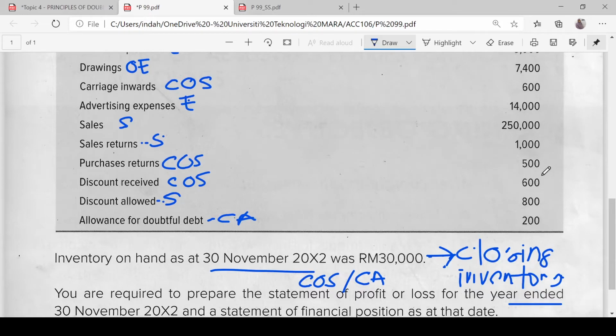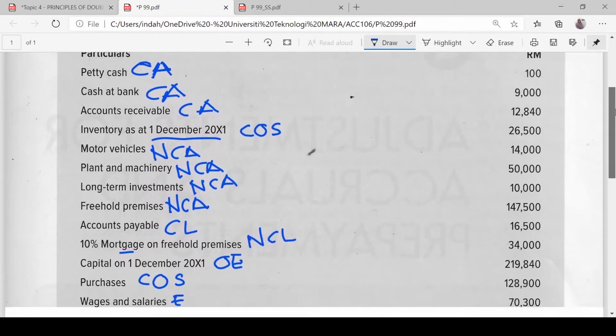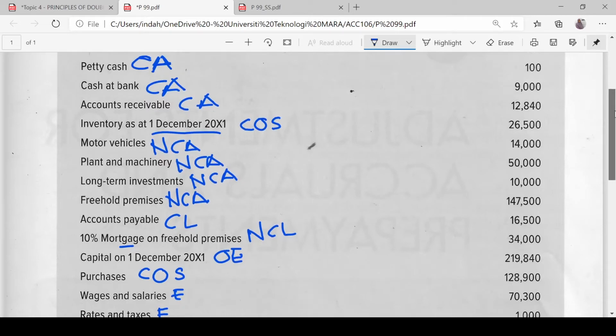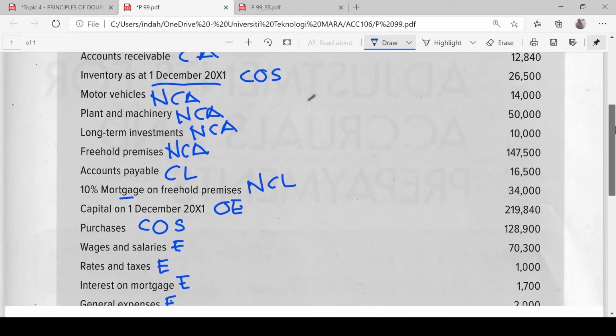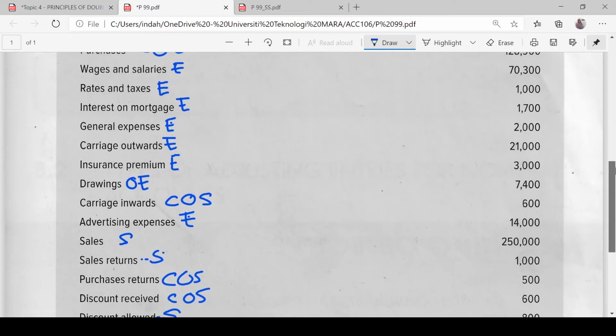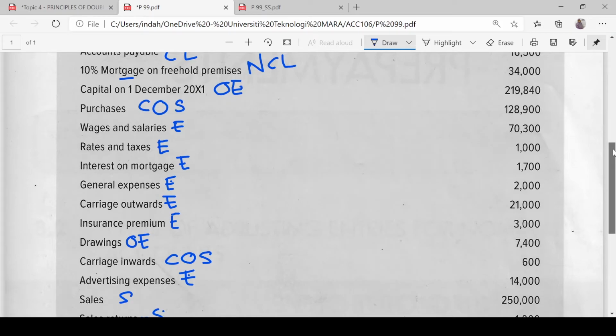All right, so let's start with the statement of profit or loss. Now you have identified the items, so you are going to show them in their correct statements. Items such as current asset, non-current asset, owner's equity, current liability, and non-current liability are going to be disclosed in the statement of financial position. Items that I have noted here as sales, cost of sales, other income if any, but we don't have it here, and then expenses, we are going to disclose in the statement of profit or loss.